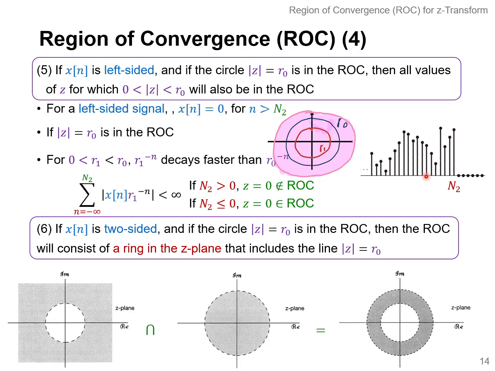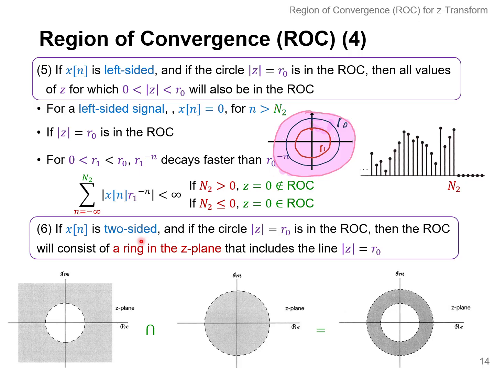One more point: if n2 is positive, then z equals 0 is not in the ROC. If n2 is smaller than or equal to 0, then z equals 0 is in the ROC. We learned this earlier in property 3. So for left-sided signals, the ROC moves inward from the largest radius where convergence happens.